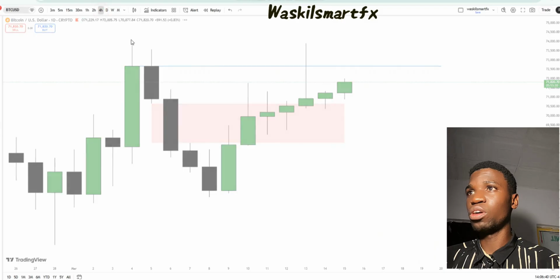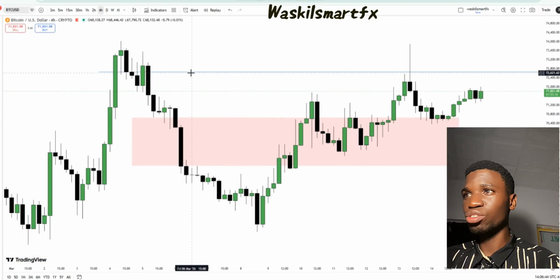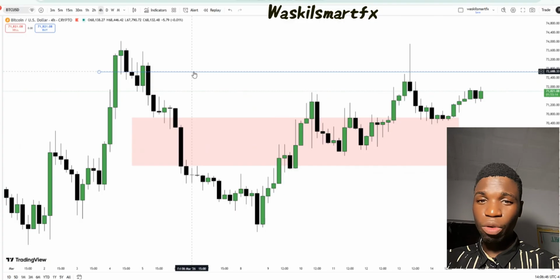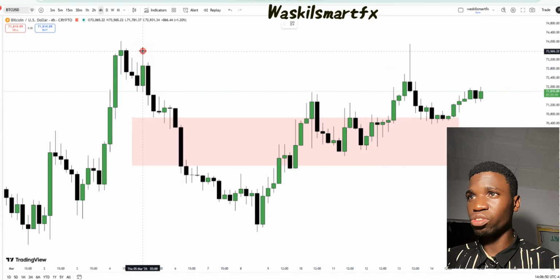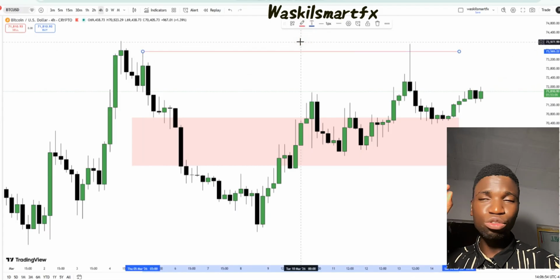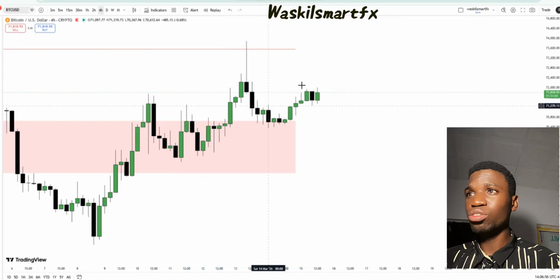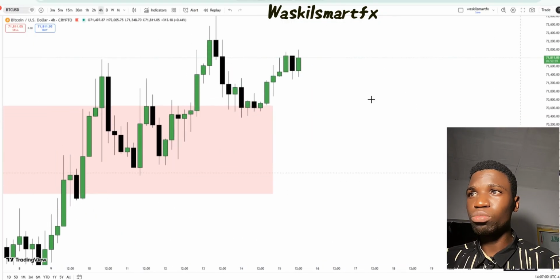If I go down to the 4 hour chart, let me cancel the two body rejection. Now there's something the market does here. Market took out the liquidity, even though on the higher time frame I have a two body rejection there. So this liquidity that market took out is where I took my trade from.